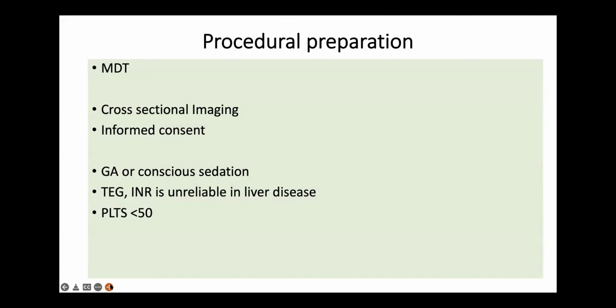Procedural prep. I've mentioned you need imaging. You need to inform the patient of all the possible complications. There's high mortality with TIPS, especially when it comes to salvage TIPS. So it's very, very important. And with hepatic encephalopathy, explain to the family that it can be quite devastating when a patient suddenly changes their personality after an elective procedure. So it's really important to counsel them.